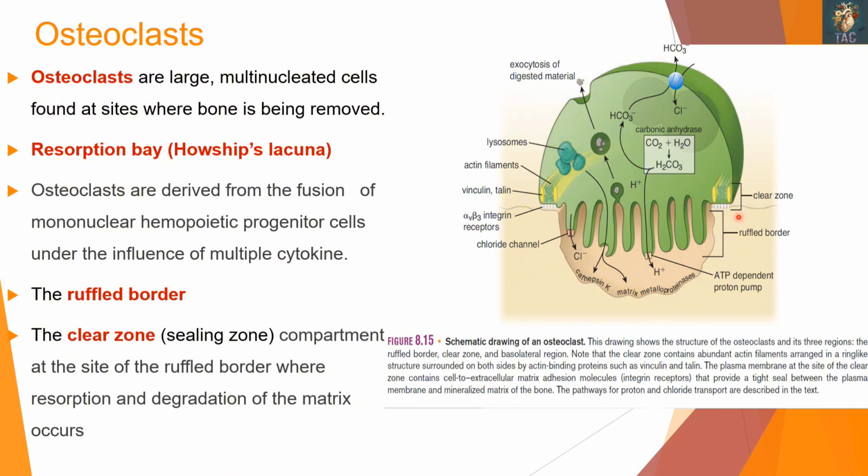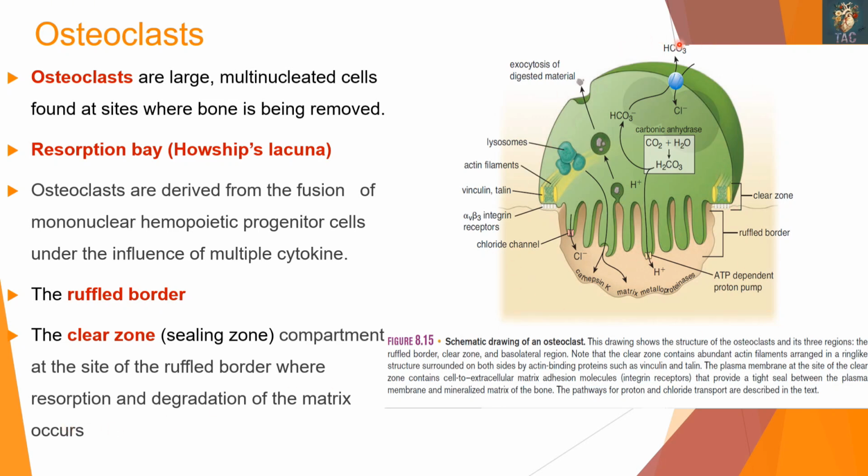In addition to this resorption bay, here the area is called the clear zone or the sealing zone, and in this zone no subcellular organelles are present. This is the compartment at the site of the ruffled border where resorption and degradation of the matrix occur and resorbed materials are absorbed. So this is the structure of the osteoclast.